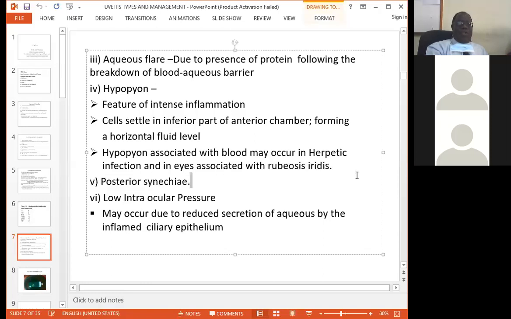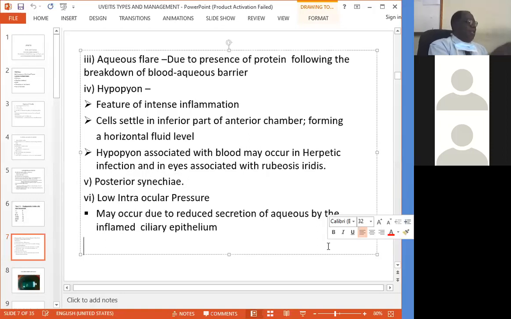What is posterior synechiae? Posterior synechiae simply means the iris is stuck posteriorly. If you look at the structure, you've got the cornea, then you go into the anterior chamber, you've got the iris, and the small hole in the center of the iris you call the pupil. Fluid can move from the anterior chamber through the pupil into the posterior chamber with no problem, isn't it?